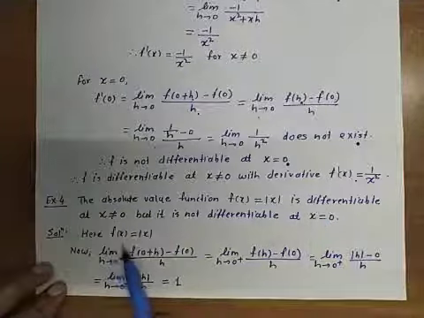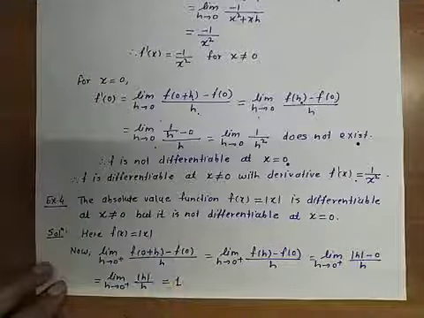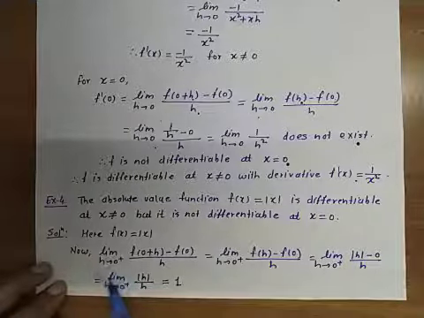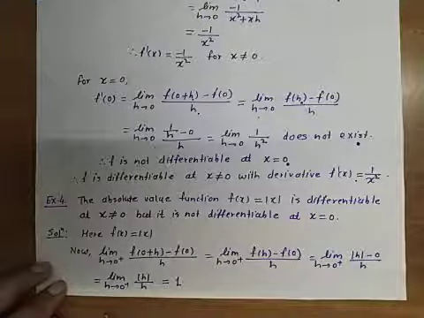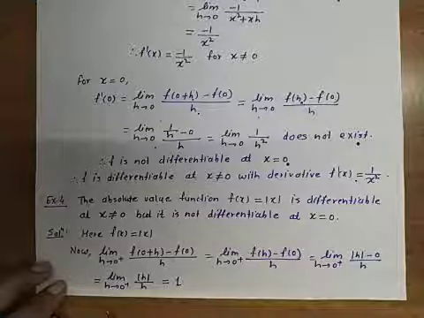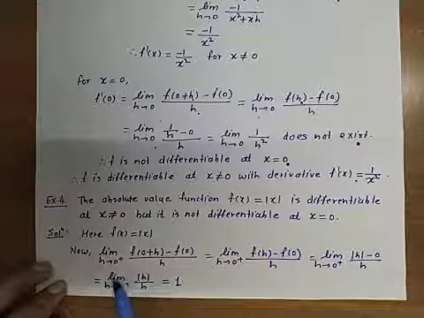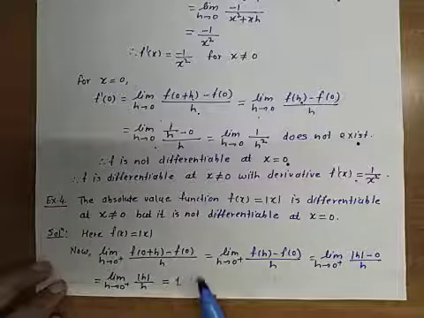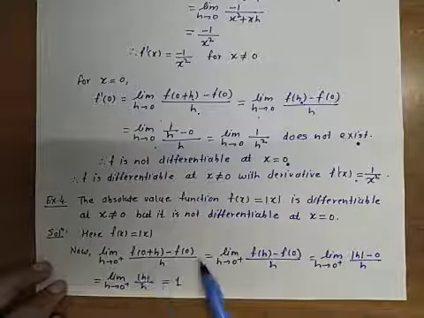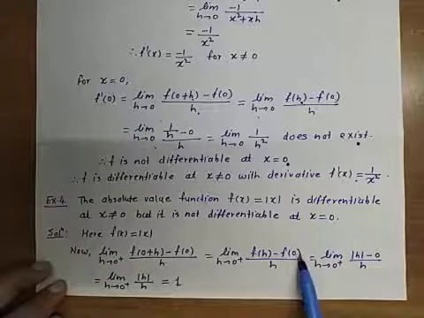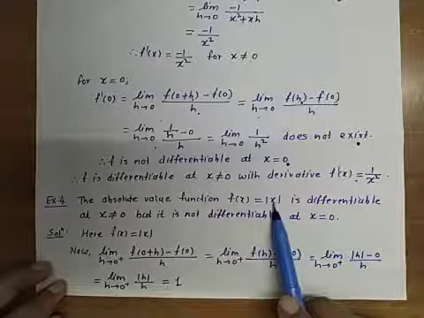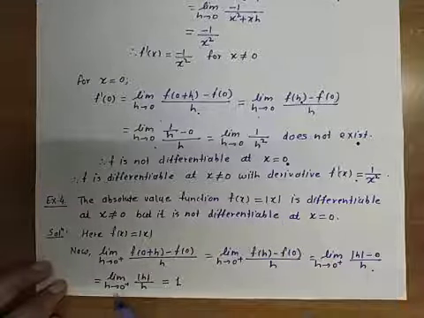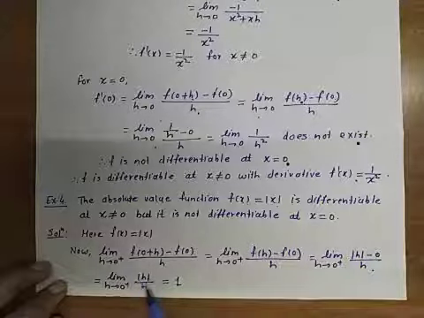So here, what is f of x? f of x is mod x. First, we will check the differentiability at which point? At point 0. For that, we will find the right hand limit and left hand limit. Limit h tends to 0 plus of f of 0 plus h minus f of 0 upon h, so this will be f of h minus f of 0 upon h. f of 0 is mod of 0, which is 0, and f of h will be mod h upon h. That is limit h tends to 0 plus of mod h upon h.